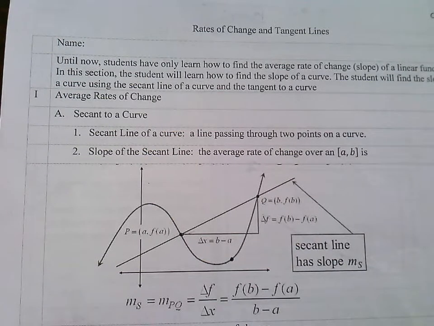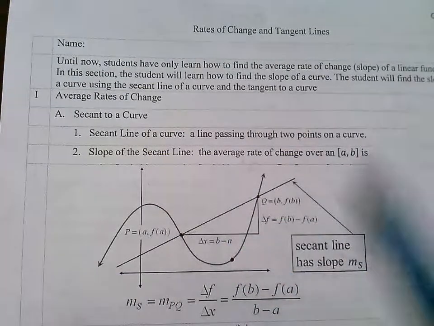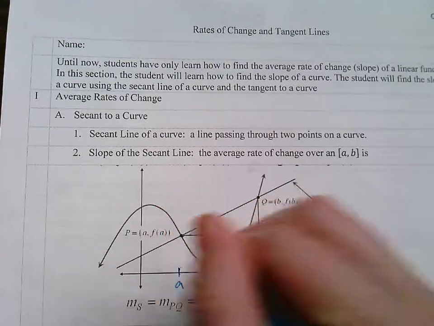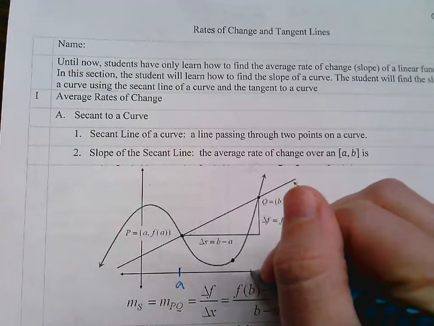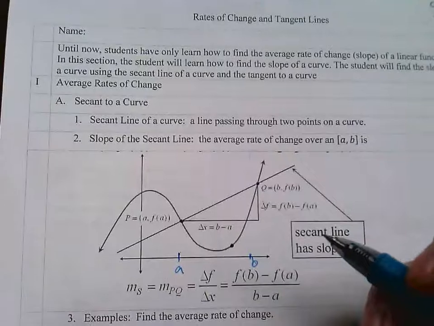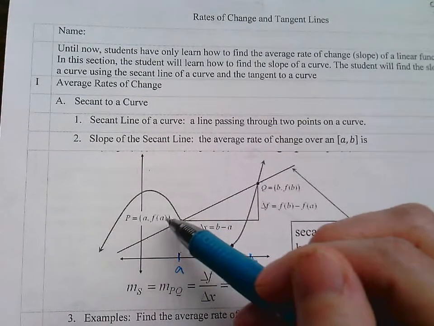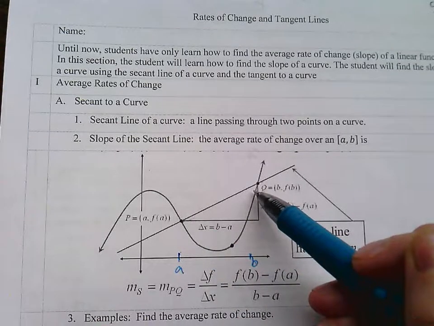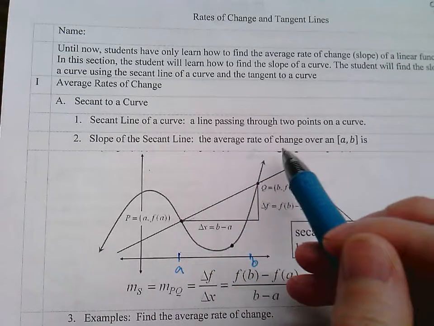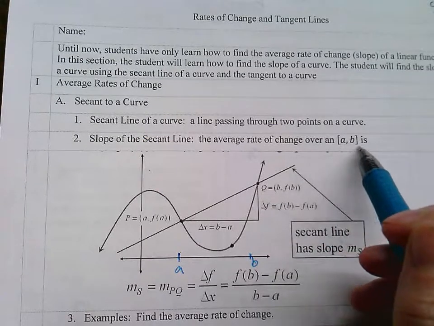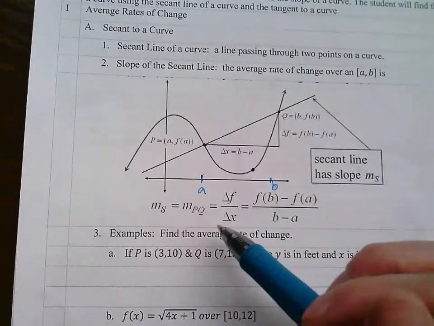So the average rate of change, another way to use it, is going to be the secant to a curve. And the secant line of a curve is just a line passing through 2 points on a curve. So let this value be A and this value be B. So I'm making a point from A, f of A, to B, f of B. The slope of the secant line is going to be the average rate of change over a closed interval A to B. And this is what you get.